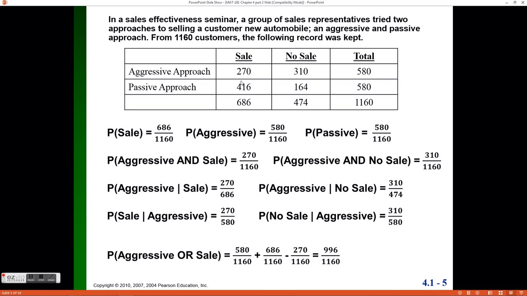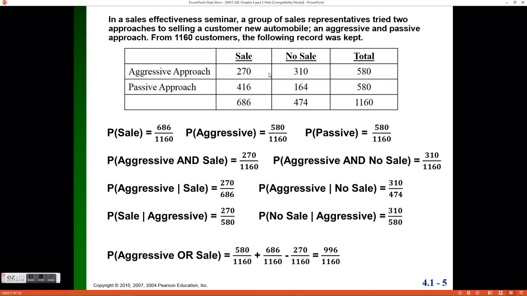The way the data is presented to us in this table is we can see that a row total in the first row for aggressive approach gives us a total of 580 customers, while in the second row for passive approach there is also 580 customers. So half of the customers had each of these approaches used on them for a total of 1160 customers.